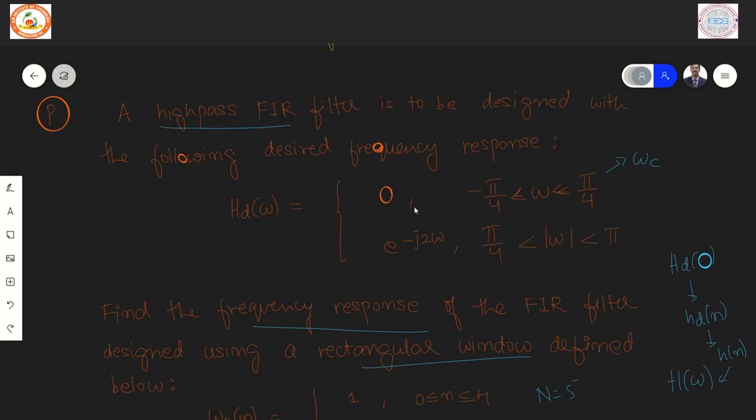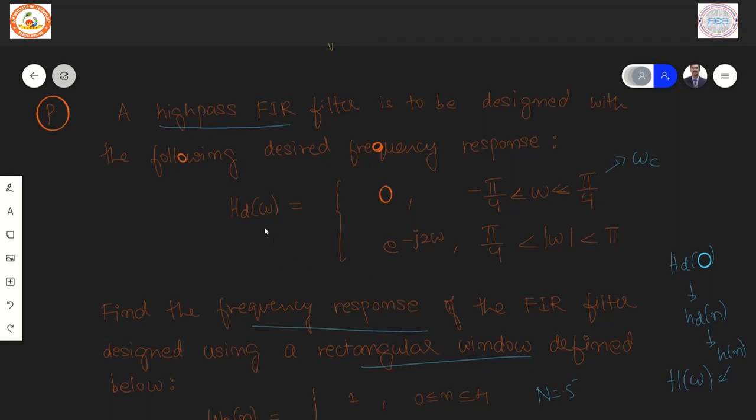So we observe that in the initial part, 0 to pi by 4, the frequency response is 0, and from pi by 4 to pi it is e power of minus j 2 omega. This is exactly opposite of a low pass filter, hence we can identify it's a high pass filter.